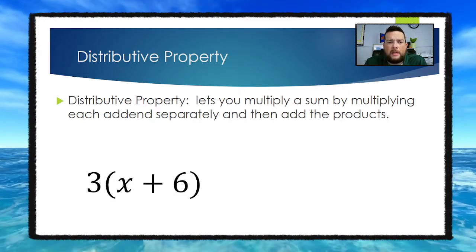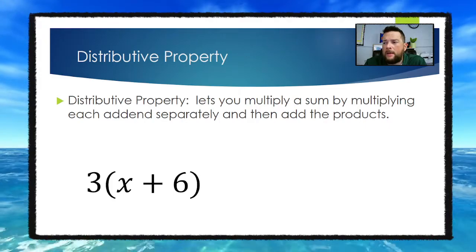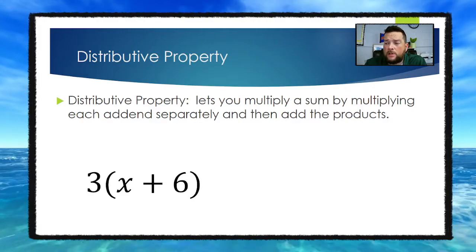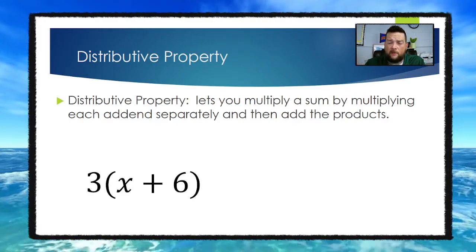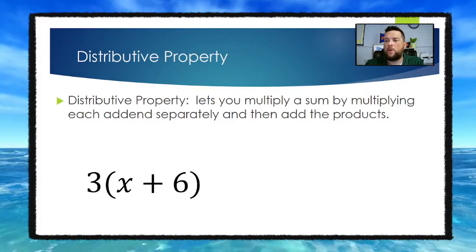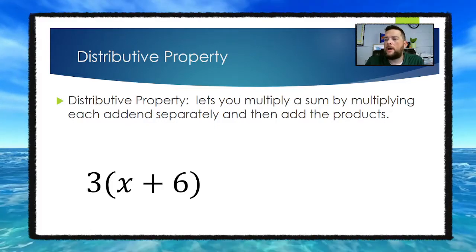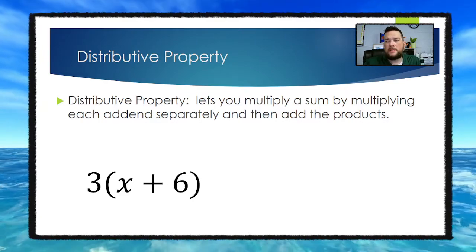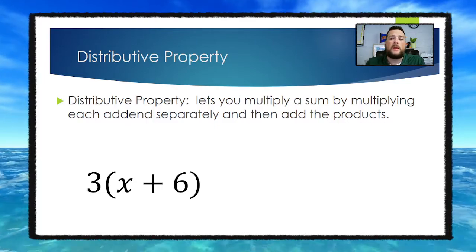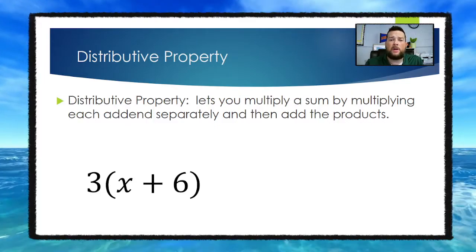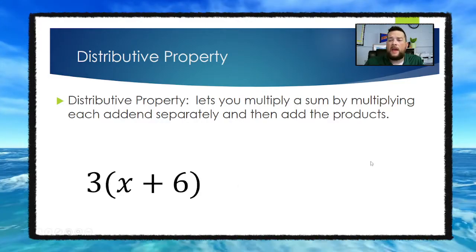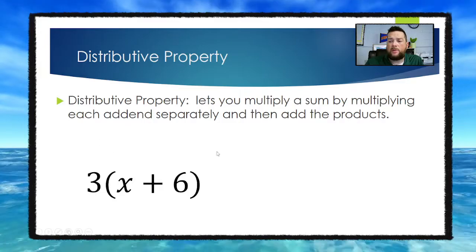Today, we're getting into learning the distributive property, and specifically using the distributive property to expand a linear expression. Then we're going to pull that information into a bigger expression to be able to combine like terms as well. So we're at this point right here. The distributive property tells us that we can multiply a sum by multiplying each add-in separately and then adding the products together. So here we have 3 times x plus 6.